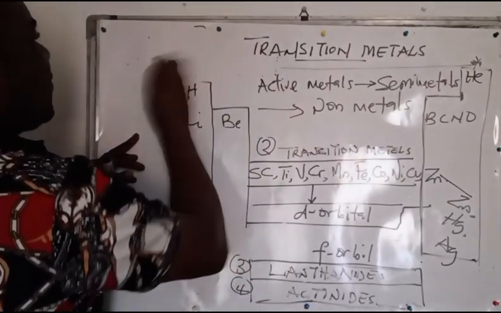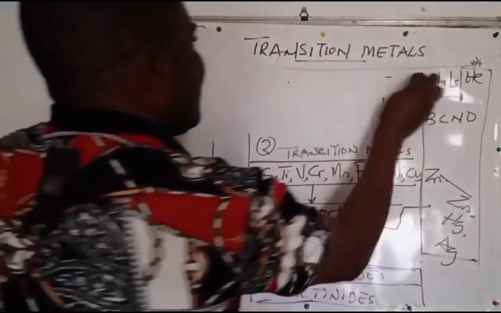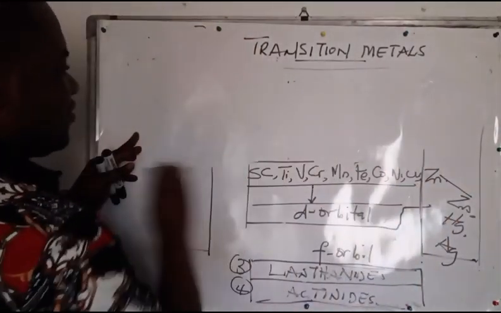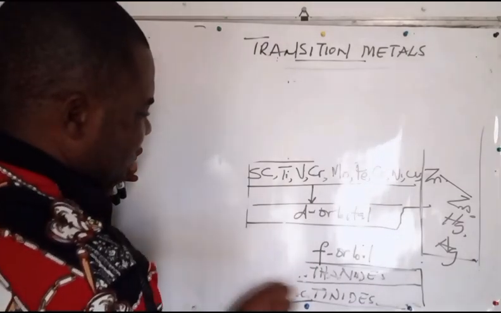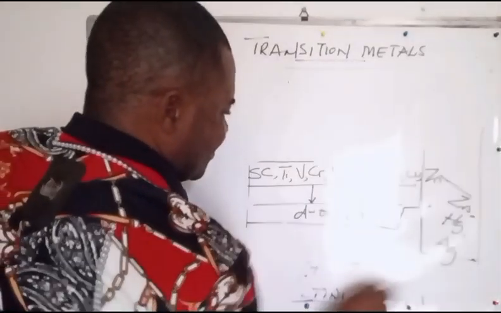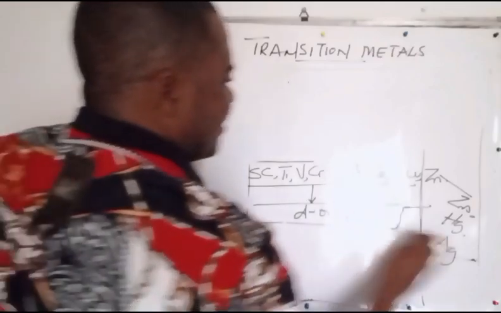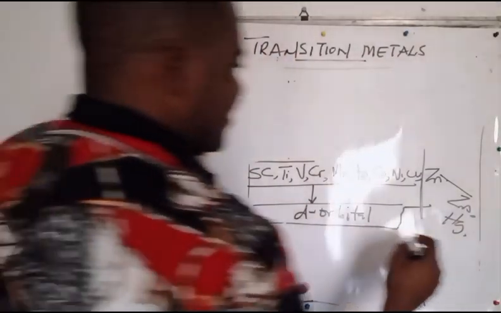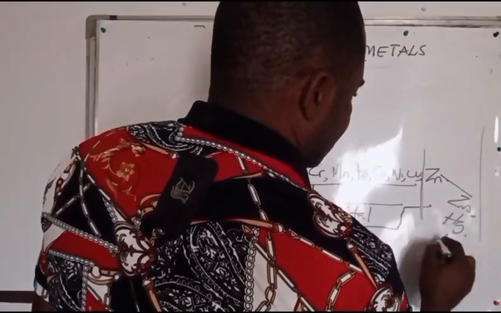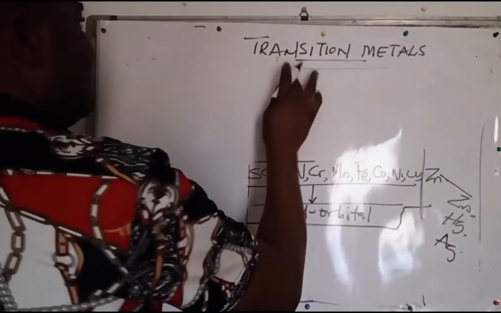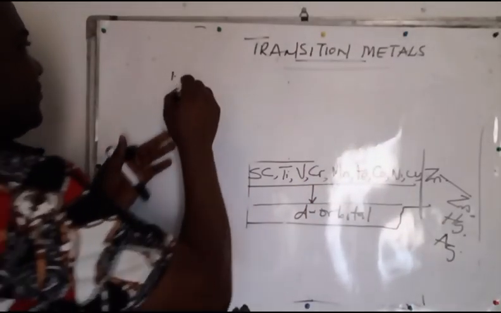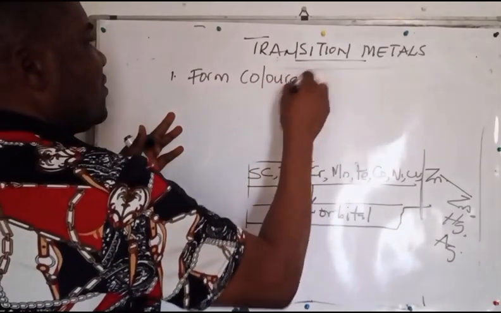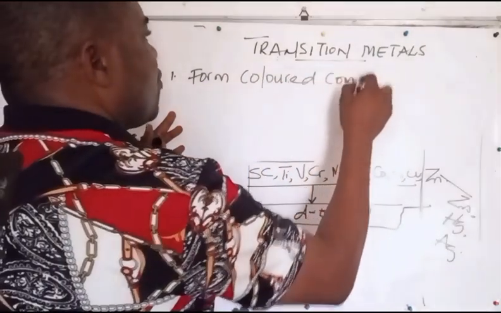I have to clean this so that we could have space to talk about the general characteristics of transition metals. So while we look at that, we are going to leave the aspect of the transition metal here so that we can make reference to that. Do you know that transition metals, one, form colored compounds?